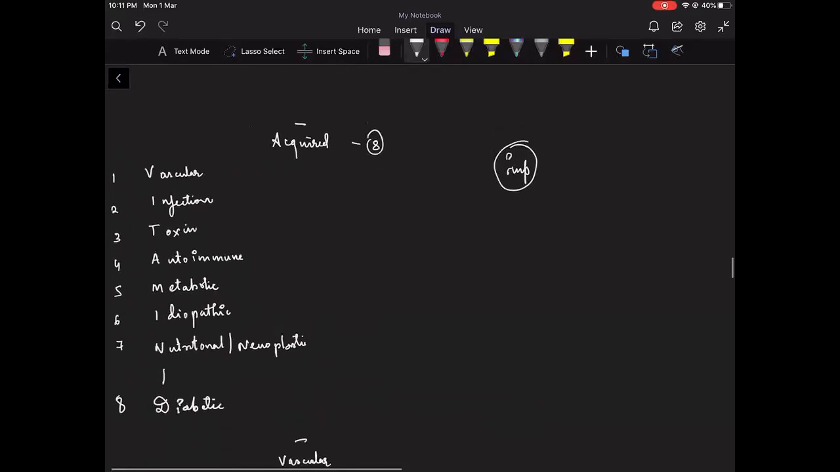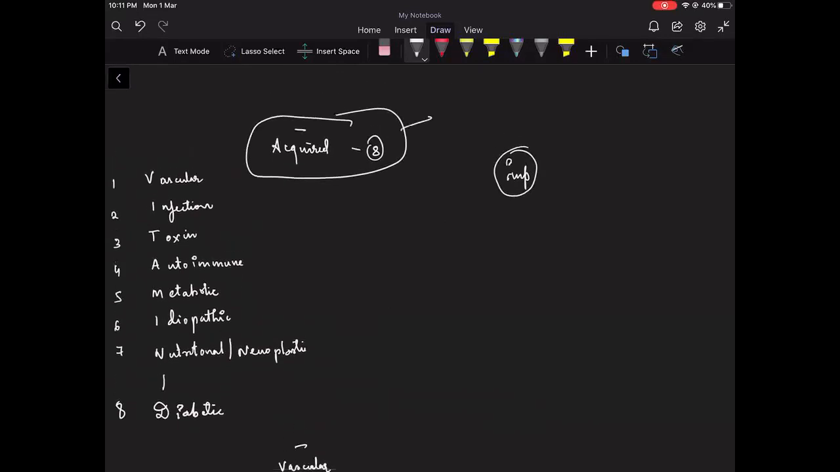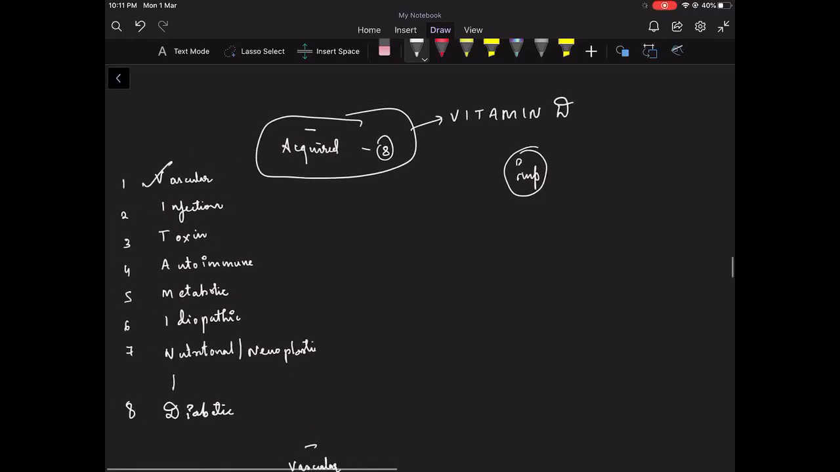Now the 8 acquired causes. Under that, I have made a mnemonic of vitamin D. So first is vascular causes, infections, toxins, autoimmune, metabolic disorders, idiopathic, nutritional and neoplastic, and lastly diabetes. Diabetes per se in neuropathy has varied manifestations, so I have made it a separate classification. I have not included it under metabolic here.